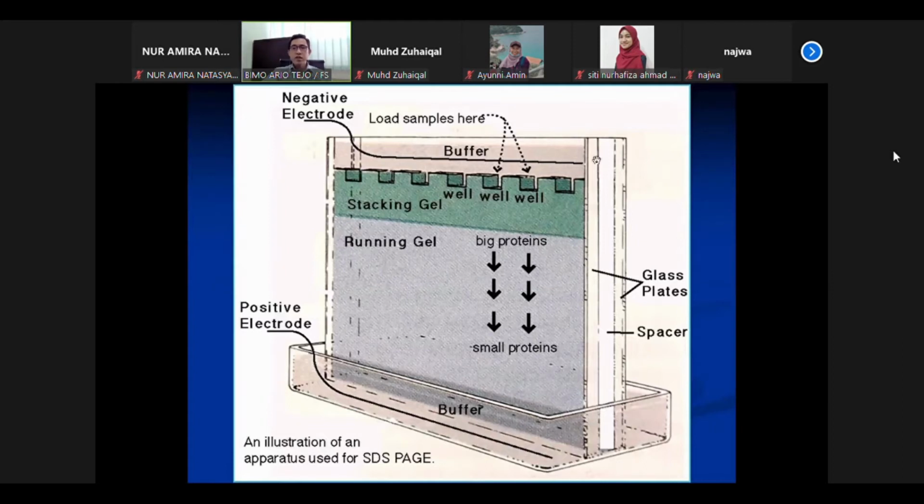And then gel ni kita letak dalam buffer, ya, special buffer, and we put it in a container consisting of glass, and we put electricity, because it's electrophoresis, so we have to use electricity here. So negative electrode at the top, positive electrode at the bottom. So your sample will go from top to bottom. Sebab elektron kan, elektron dia pergi daripada negatif ke positif. So your protein will go according to the direction of the electron migration, dari atas pergi bawah.